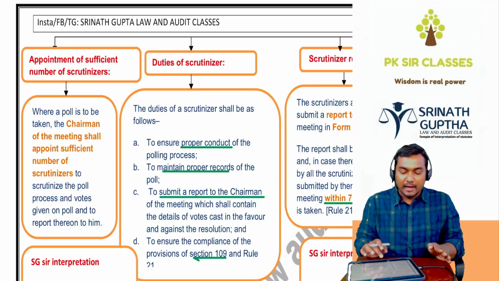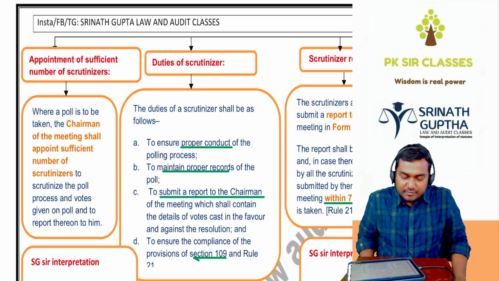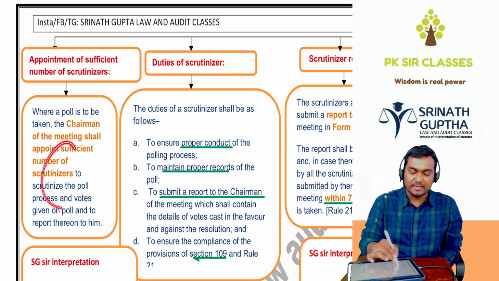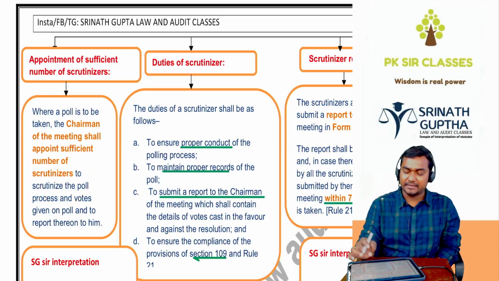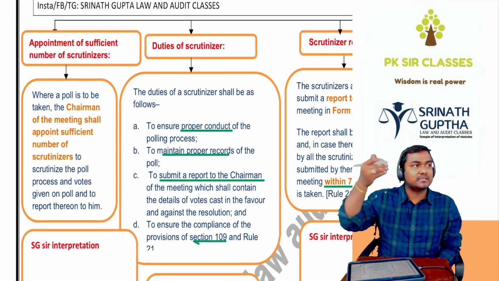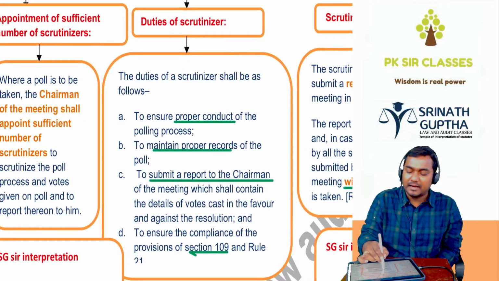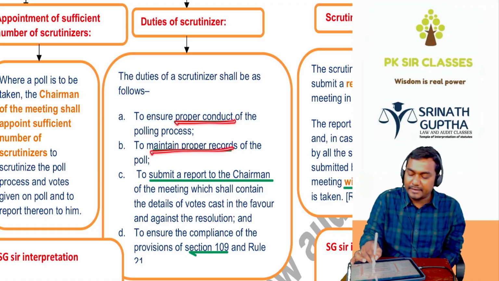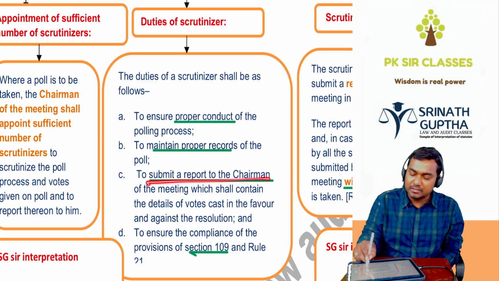And appointment of a sufficient number of scrutinizers to take care of the poll. The company has to appoint the scrutinizer. He may be a CMA, CA, or CS in practice, or an advocate in practice. What will the scrutinizer do? The scrutinizer will maintain proper records of the meeting. He has to conduct the polling properly, maintain the proper records, and submit the records to the chairman.